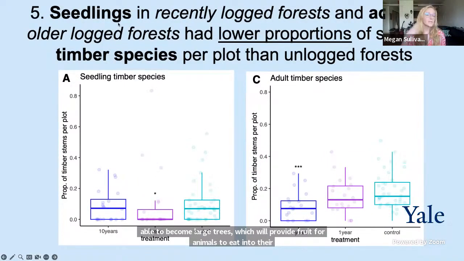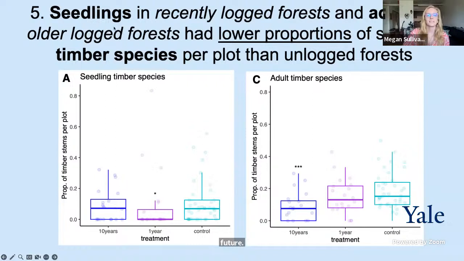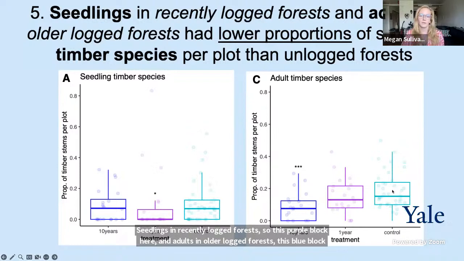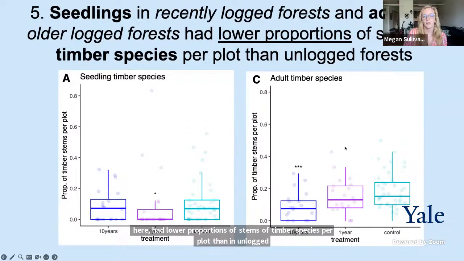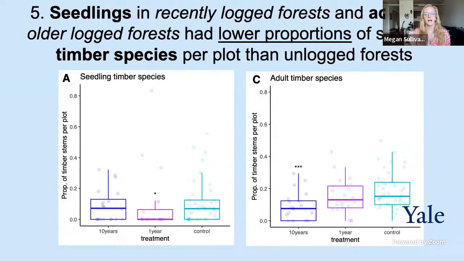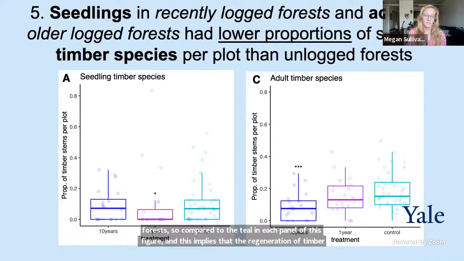Finally, we found one kind of concerning result. So seedlings in recently logged forests, so this purple block here, and adults in older logged forests, this blue block here, had lower proportions of stems of timber species per plot than in unlogged forests, so compared to the teal in each panel of this figure. And this implies that the regeneration of timber species is happening at lower rates than non-timber species in this logging concession. And so this may be concerning for the future economic sustainability of forestry operations.